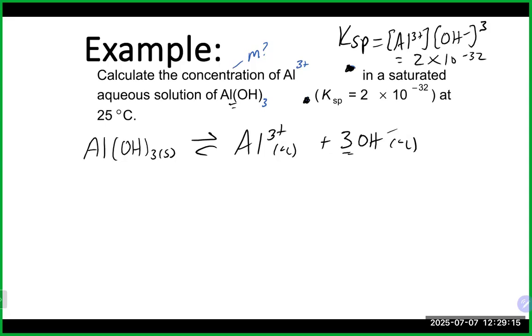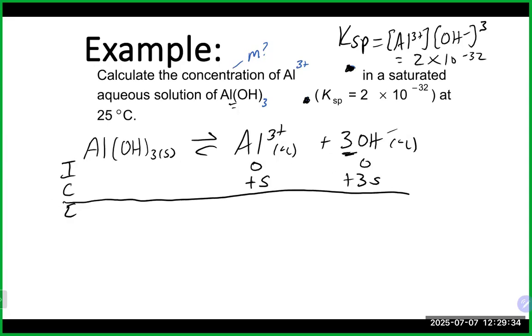Again, in this case, if you're given the KSP, definitely should roll some ice table action here. So we're going to go 0, 0 initial, and the change here is going to be plus S. Once again, we do need to take the coefficient into account, so that's going to be plus 3S. And that's going to give us at equilibrium here, S and 3S. Any questions on the table here?